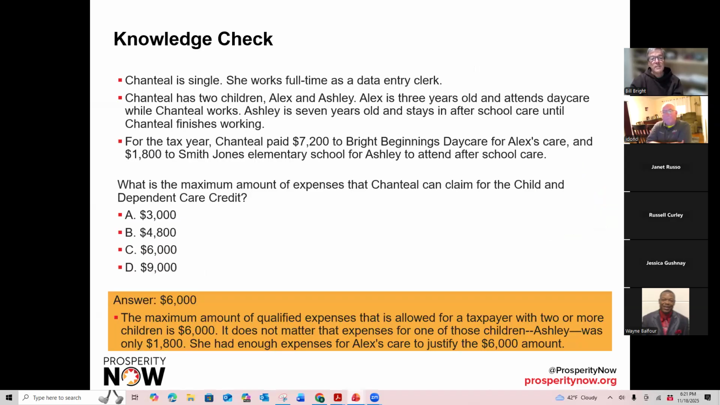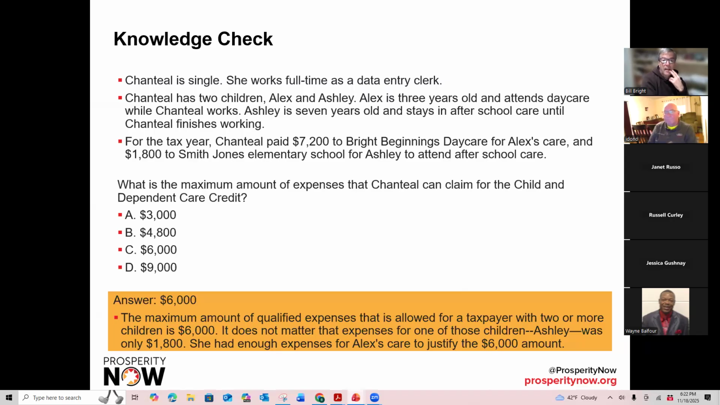So Chantel is single. She works full-time as a data entry clerk. She's got 2 children, Alex and Ashley. Alex is 3 years old, attends daycare while she works. Ashley is 7, stays in after school care until she finishes working. For the tax year, she paid $7,200 to Bright Beginnings Daycare for Alex's care and $1,800 to Smith Jones Elementary for Ashley to attend after school care.